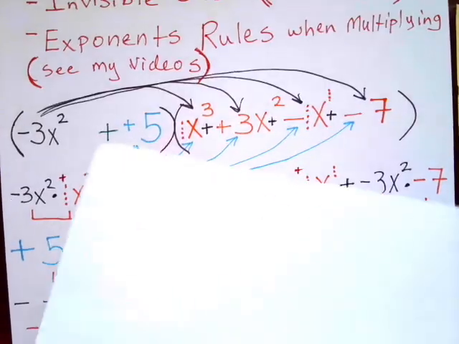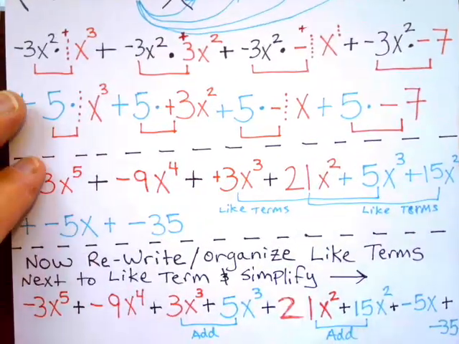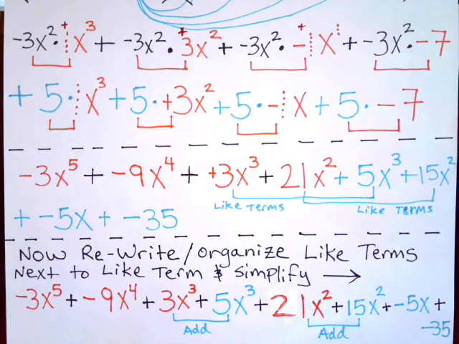I know time is pretty limited, but let me show you before I do that in this last step here what you want to do. Sorry about that. Hopefully it didn't cause any confusion. So now you're just going to take everything you have up here. Now you're going to rewrite it and organize your like terms, putting them right next to each other, right? Like term next to like term, and simplify just like you see here.